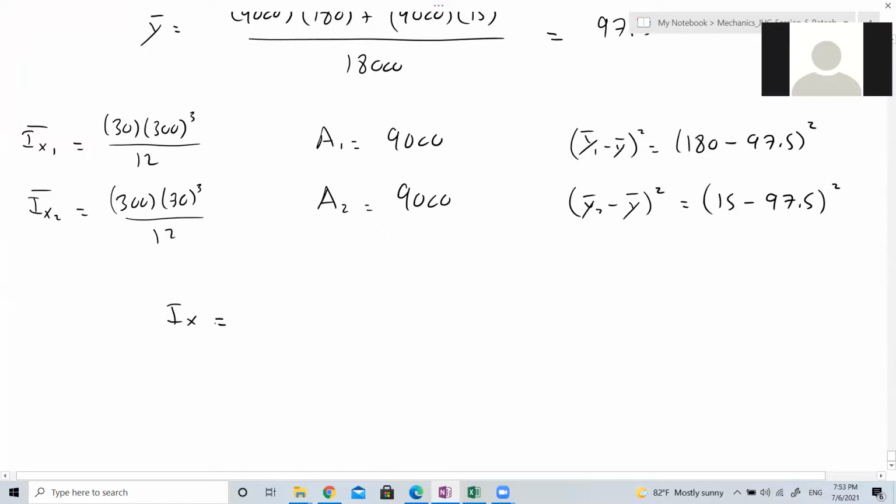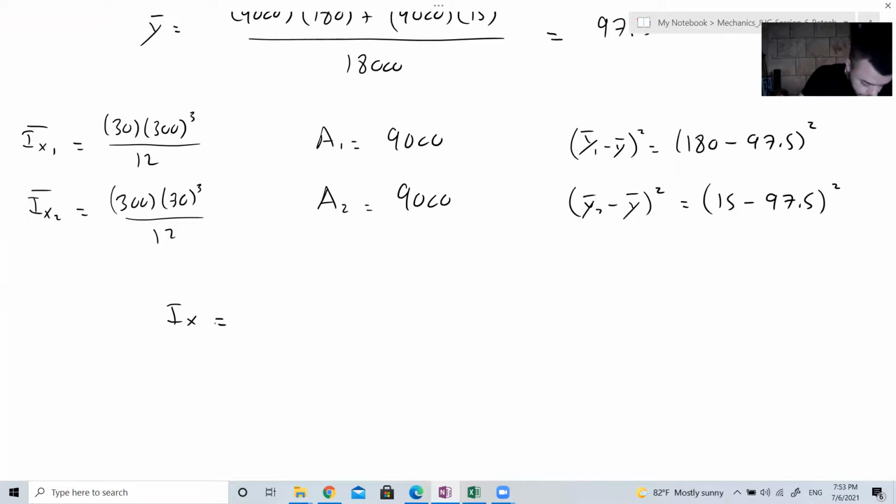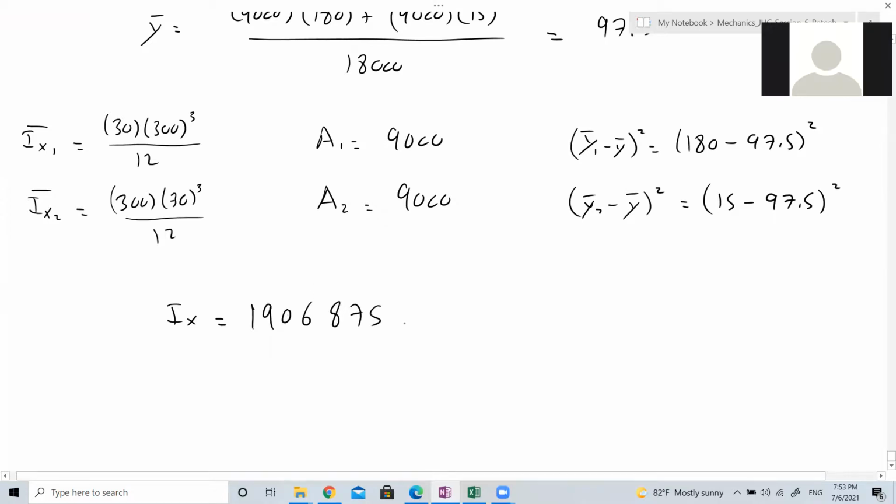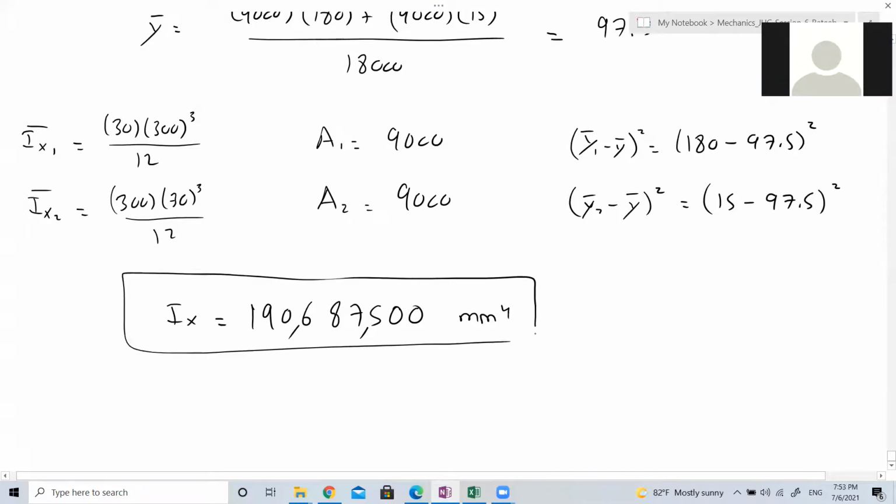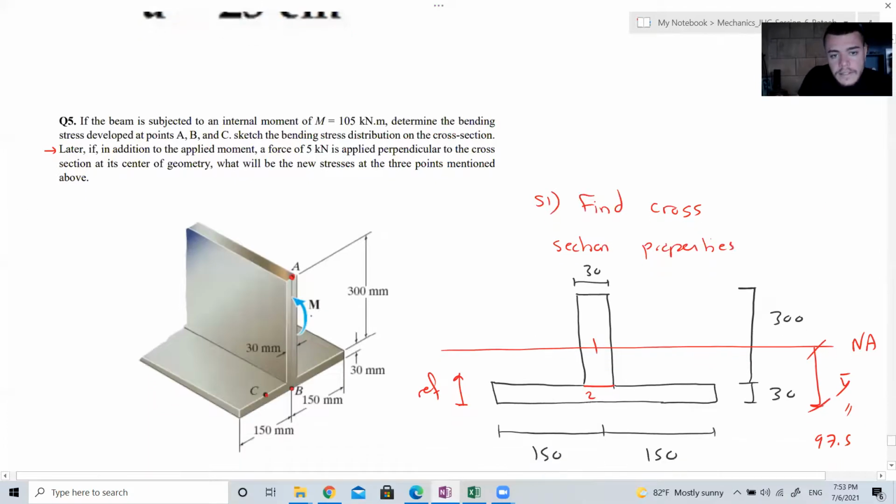And if we do Ix, what do we understand first? Yes, doctor. We add them, multiply this one and add this one. 1906 times... Please check the calculations while you are solving the problem. Okay, we got the Ix.